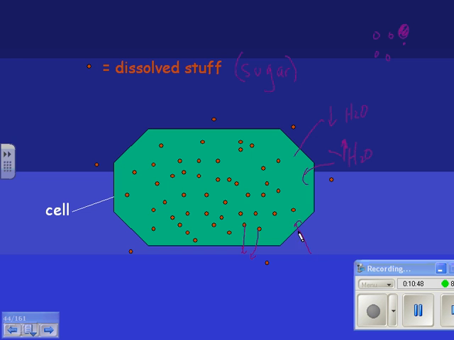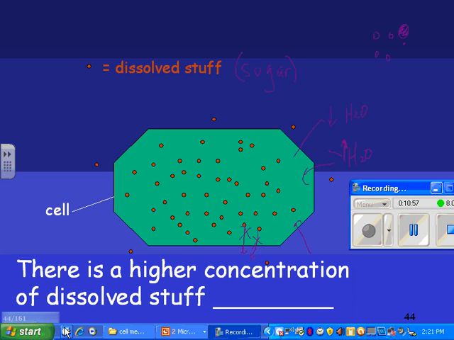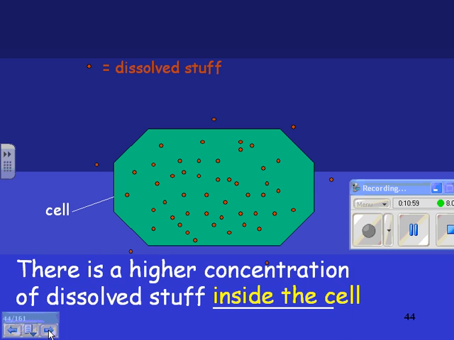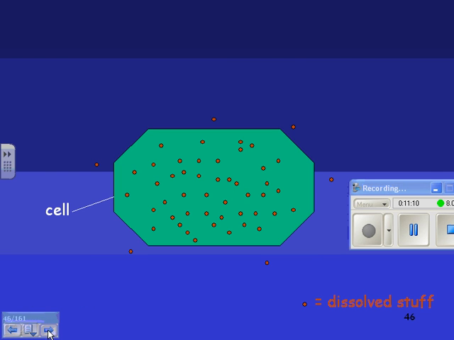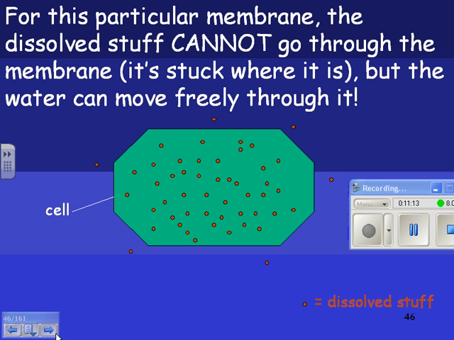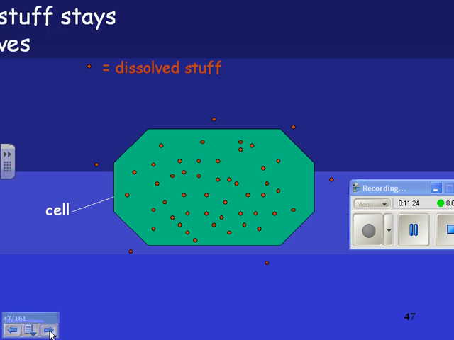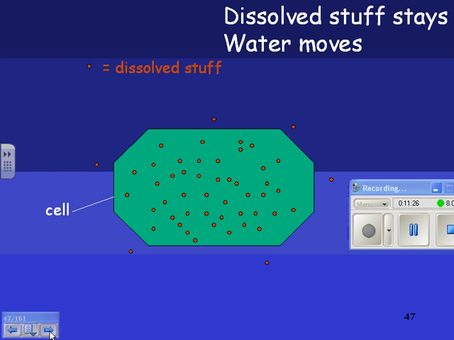Water tends to move from where there's a lot to not so much. So the water is going to move in because this stuff cannot move out. So there's a higher concentration of dissolved stuff on the inside. And that means there's a higher concentration of water on the outside, which is the first hurdle to get over. That's the hard thing to think about, I think. So for this particular membrane, the dissolved stuff cannot go through the membrane. It's stuck where it is. Maybe it's bigger than water and bigger than the holes in the membrane. But the water can move freely through it. So dissolved stuff stays, water moves.